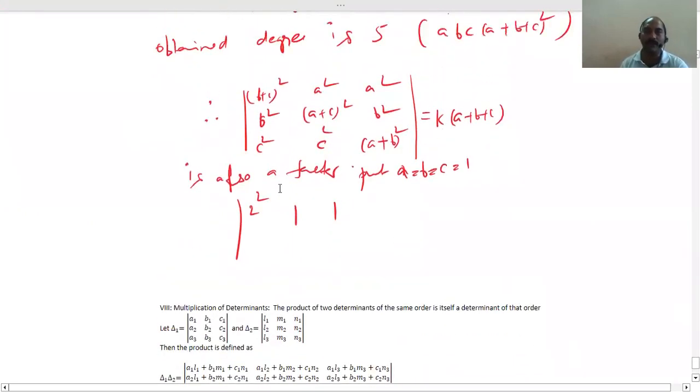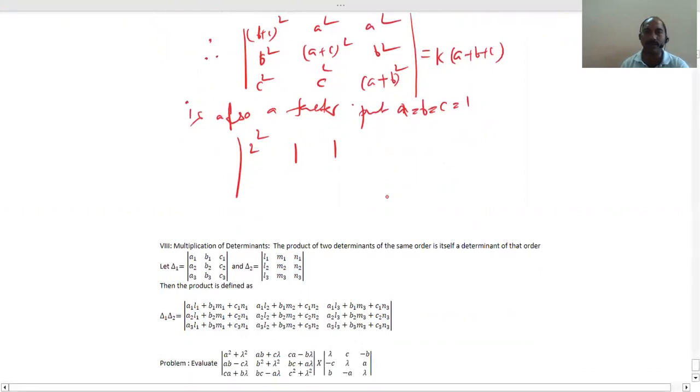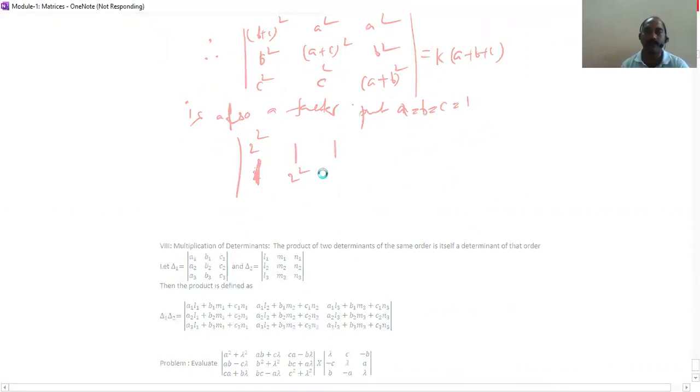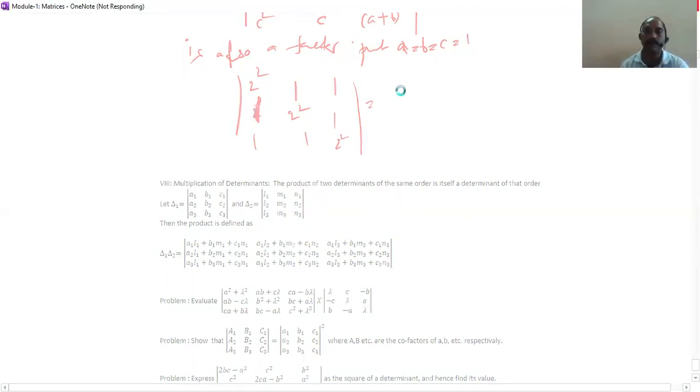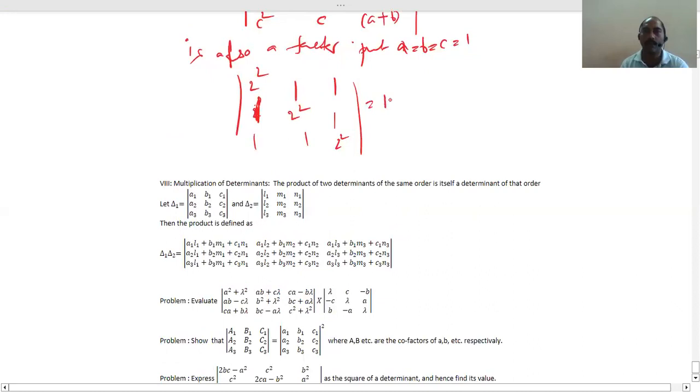So for finding k, we choose the values a equal to b equal to c equal to 1. Here I am choosing a equal to b equal to c equal to 1. Don't take all of them zeros at a time. So here 1 square means 1, and here 2 square, 1, 1. The determinant with 2 square, 1, 1 equals k times of a plus b plus c, which is 1 plus 1 plus 1, that means 3.